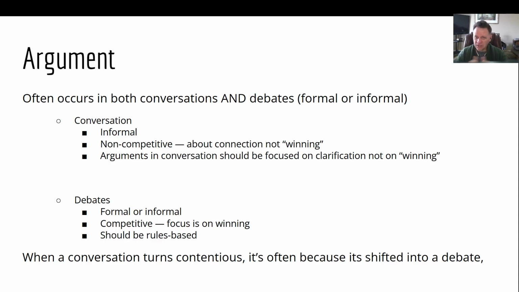Now, if my friend and I disagreed, if he really liked it and I didn't, we would still offer reasons for our positions, but we would do it in a conversation in a clarifying manner. He may try to convince me that it's a good movie, and I may try to convince him that it's not. We'll get into persuasion in a minute, but it's friendly, non-combative, non-contentious, informal, non-competitive. That's argument within the context of conversation.